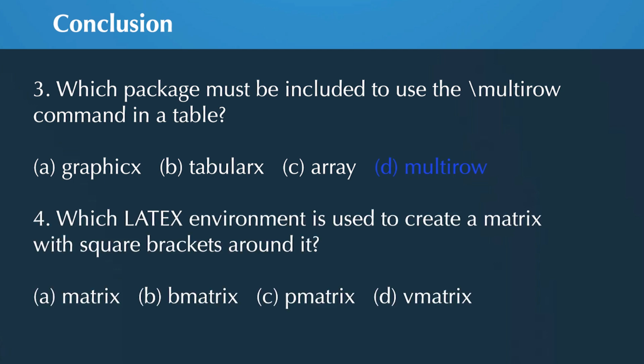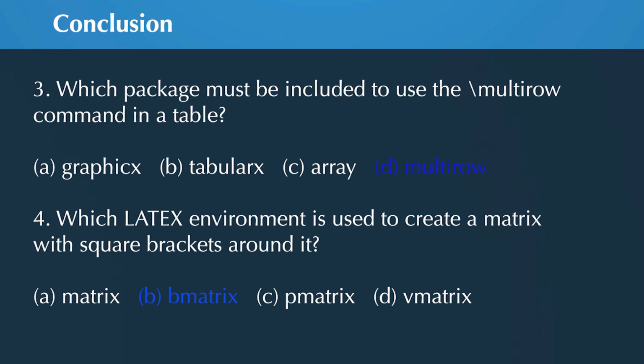Question 4. Which LaTeX environment is used to create a matrix with square brackets around it? Option A, matrix. Option B, bmatrix. Option C, pmatrix. And option D, vmatrix. The correct answer is bmatrix, because bmatrix is used to create a matrix with square brackets around it, as we have shown earlier.